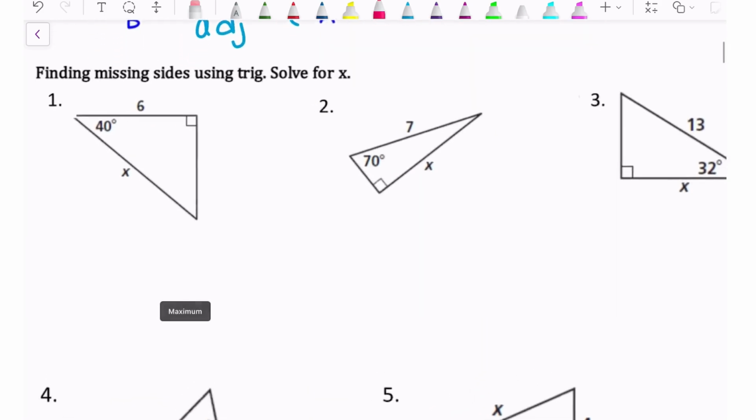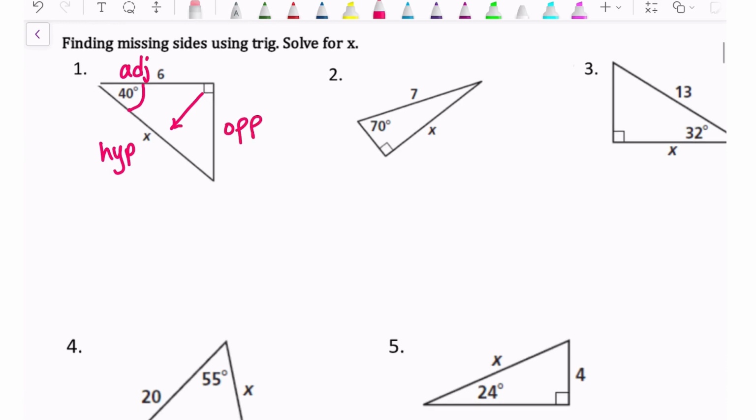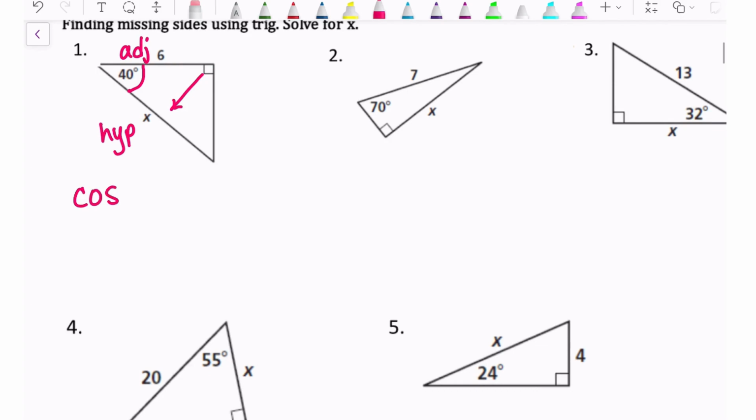So if I'm solving problem number 1, and I have my angle here that's 40 degrees, I need to label the sides that are given. The side that has x on it is across from 90, so I'm labeling that the hypotenuse, and the 6 is next to it. It forms the angle, so that's adjacent. This one over here would have been opposite, but we don't need that one for this problem. So if I have A and H, that's cosine, adjacent and hypotenuse. So I'm going to use the cosine of 40 is equal to the adjacent over the hypotenuse.